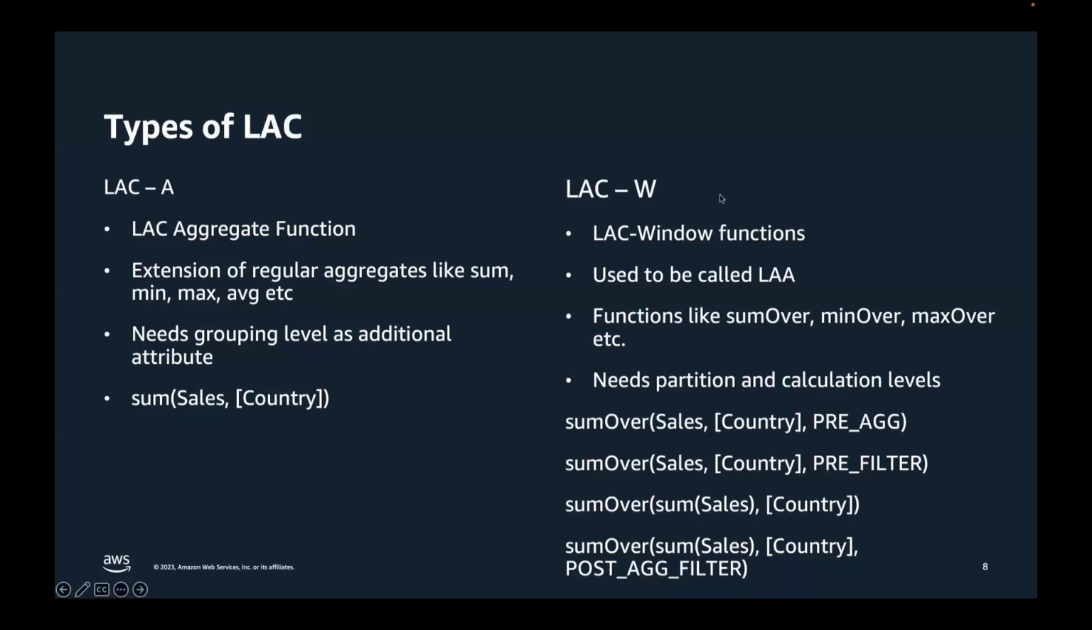The next type is LAC-W, which is level-aware calculation window function. It used to be called LAA. There are functions like sum over, min over, max over, etc. They need a partition as well as a calculation level. So for functions like sum over sales, partition by country, the next level is pre-filter or pre-agg, which drives where that calculation is actually evaluated.